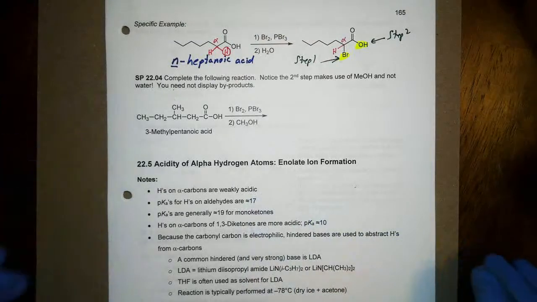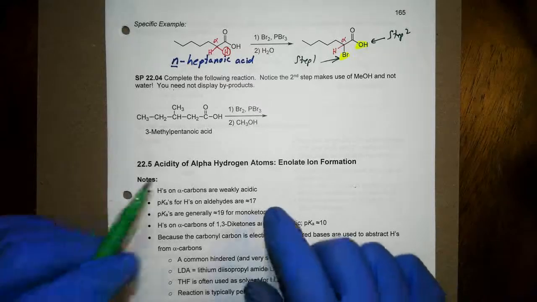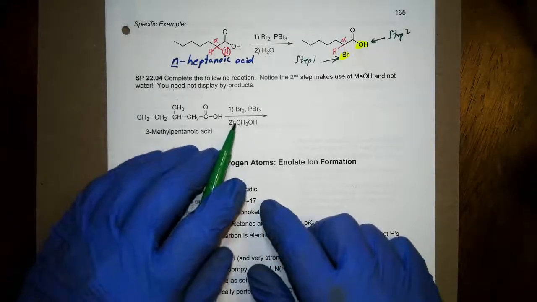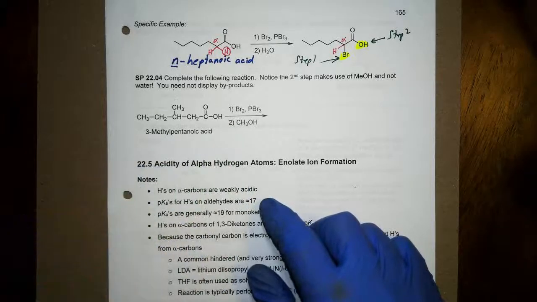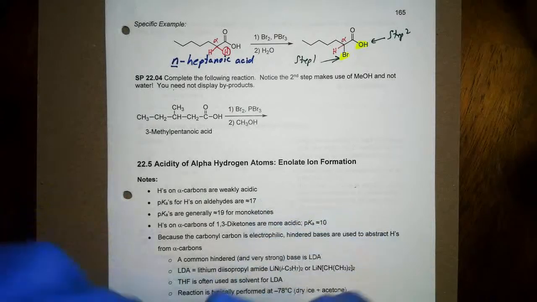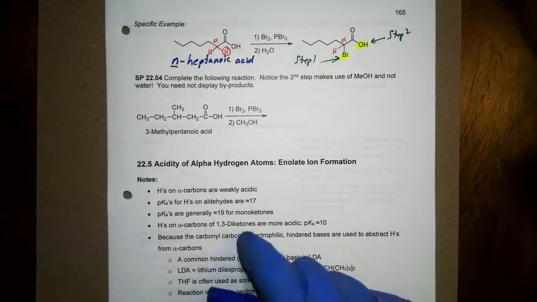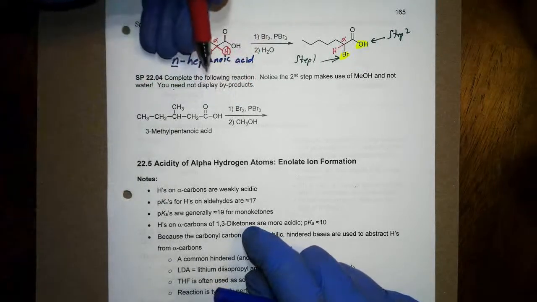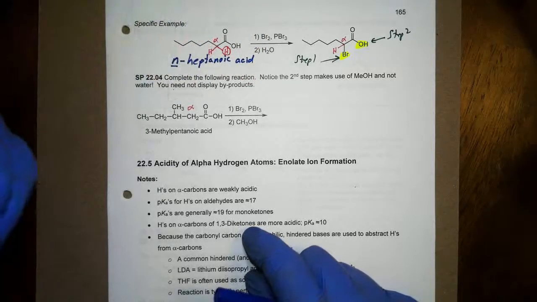Now, let's do something a little different. Rather than adding water, why don't we add the simplest alcohol there is, in this case, methanol. And let's try to figure out what that product's going to look like. So what would be your first job? What do you do the first thing you see? Well, this set of reagents tells me that I'm going to do an alpha bromination, so I may as well label that alpha.